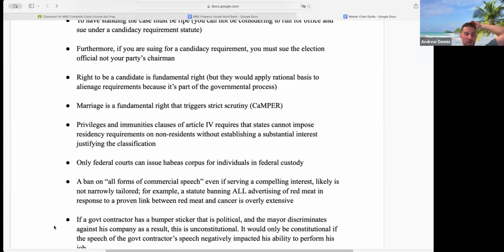She asked me earlier to clarify, when is it Article 4 and when is it 14th Amendment? It's mostly going to be Article 4 when it comes to privileges and immunities. It would be 14th Amendment privileges or immunities, specifically if it was related to the right to travel.